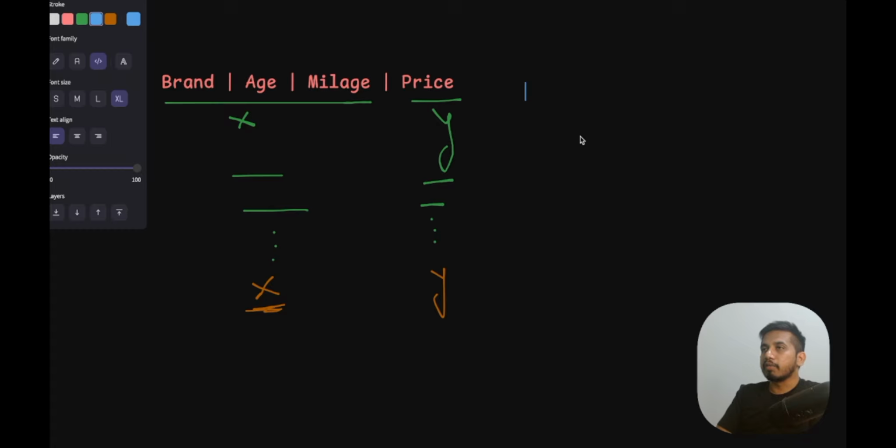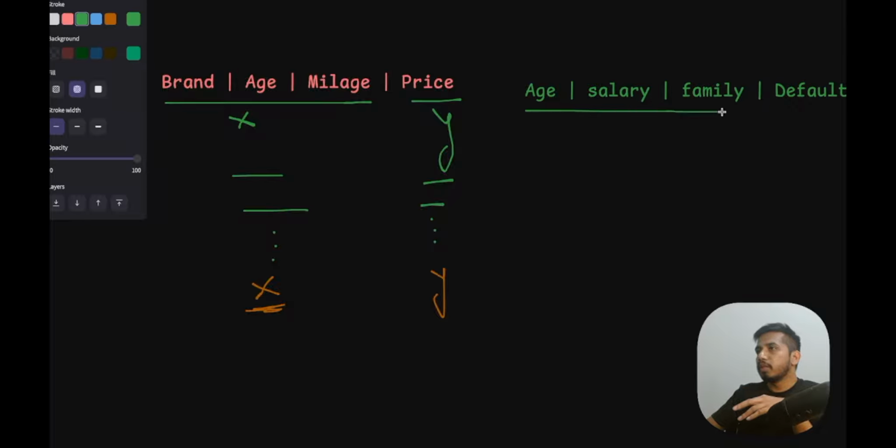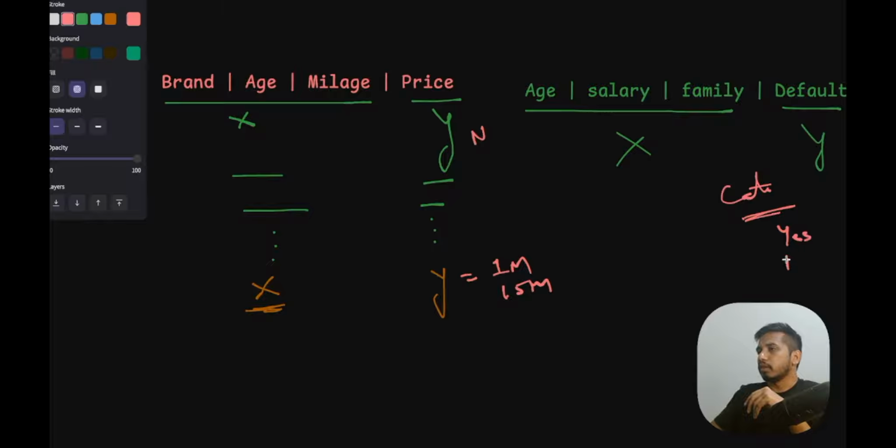Let's assume the customer data will be the age of the customer, the salary of the customer, and his family size, and then the output is whether he will default on the loan or not. So here the inputs are the x variables, and the output is whether it will be default or not. If you notice, this y is numerical and this y is categorical, meaning this y will predict some number, let's say 1 million or 1.5 million, and here it will detect whether yes or no.